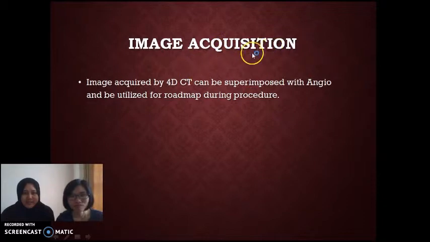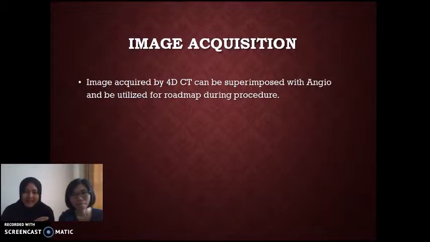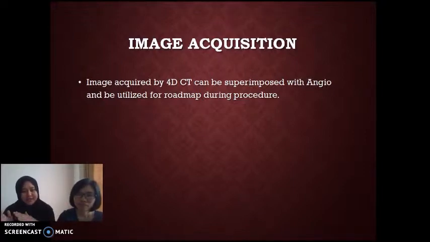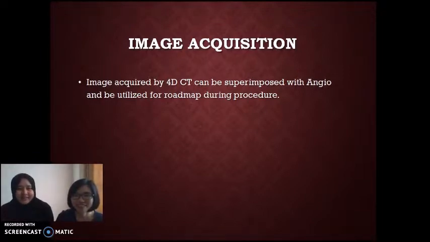Okay, for the image acquisition, as we saw before in the video, the image acquisition for this hybrid is CT and Angio combined together. So the image from CT and the image from Angio are combined to provide a new image, new information, and the image can be utilized for the roadmap during the procedure. It will be easier for doctors and physicians to do the procedure, less invasive, and save time.